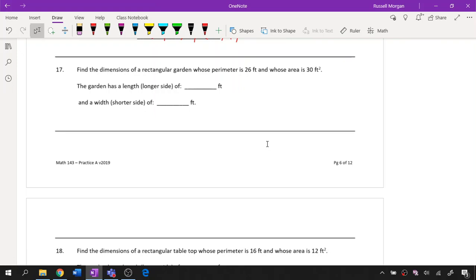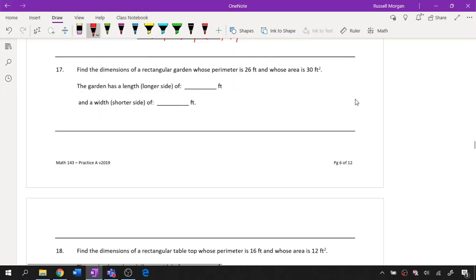This is a continuation of a video walkthrough for the Math 143 Semester 2 CWI practice packet. We're on question number 17. It says find the dimensions of the rectangular garden whose perimeter is 26 feet and whose area is 30 square feet. Let me draw this.